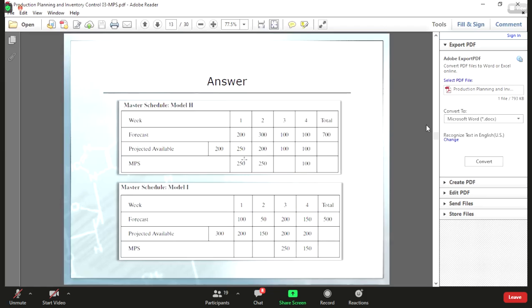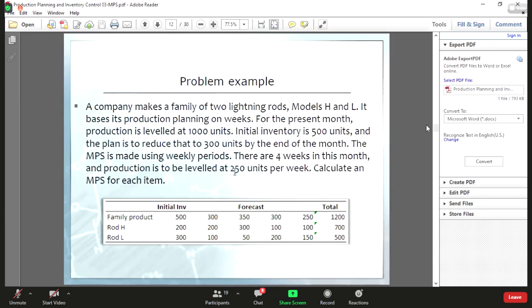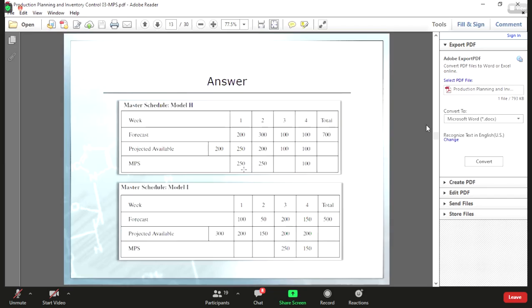The MPS is 250 weekly, every week. You can see from here, 250 every week. So from this 250, we need to decide how many units to produce for H and how many units for L. When we decide to allocate all 250 for product H, what happens? It means that there is no allocation for product L. No allocation. Then we can calculate the projected available inventory.